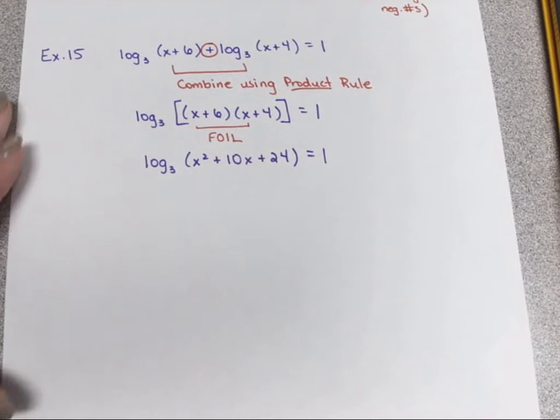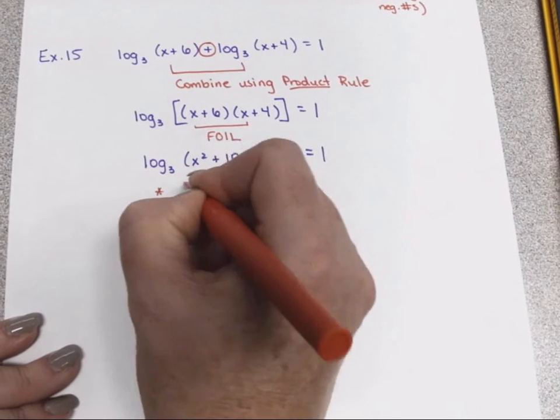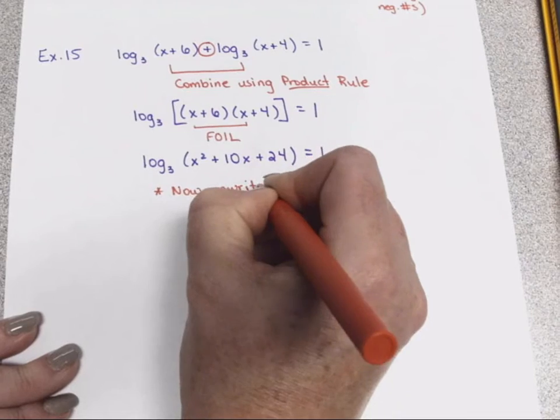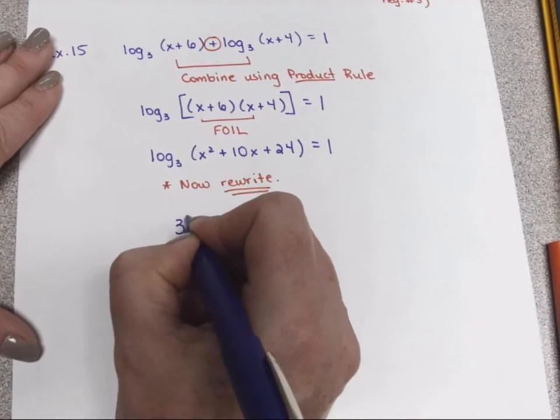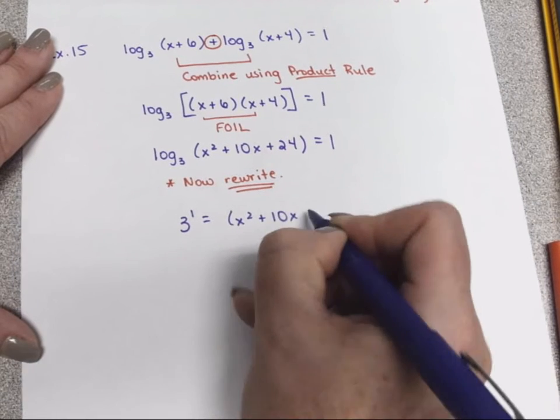So now we have the most important step, okay? What did I tell you the most important step is next? Now that we have it as a single log, right? Now we rewrite it. So how do we rewrite it? It's base to the first power equals what we were taking the log of.